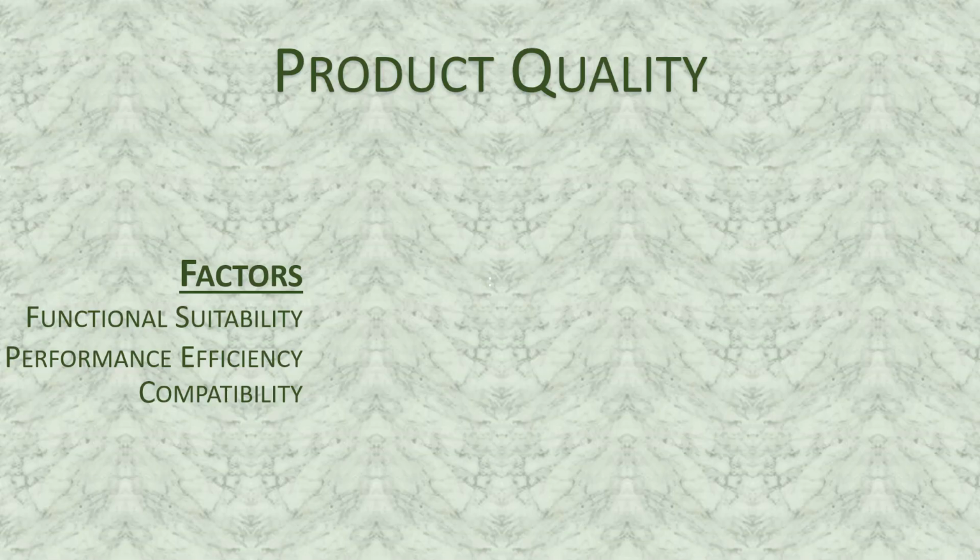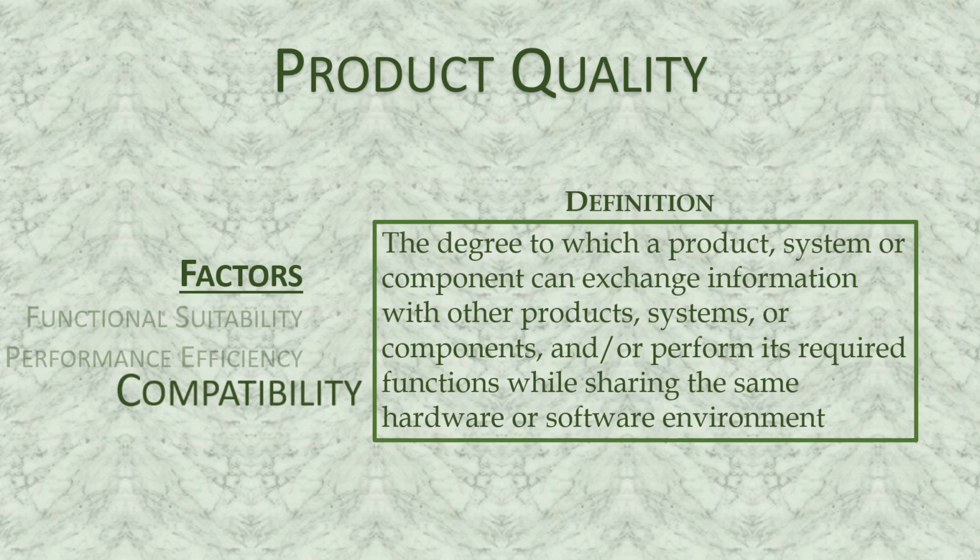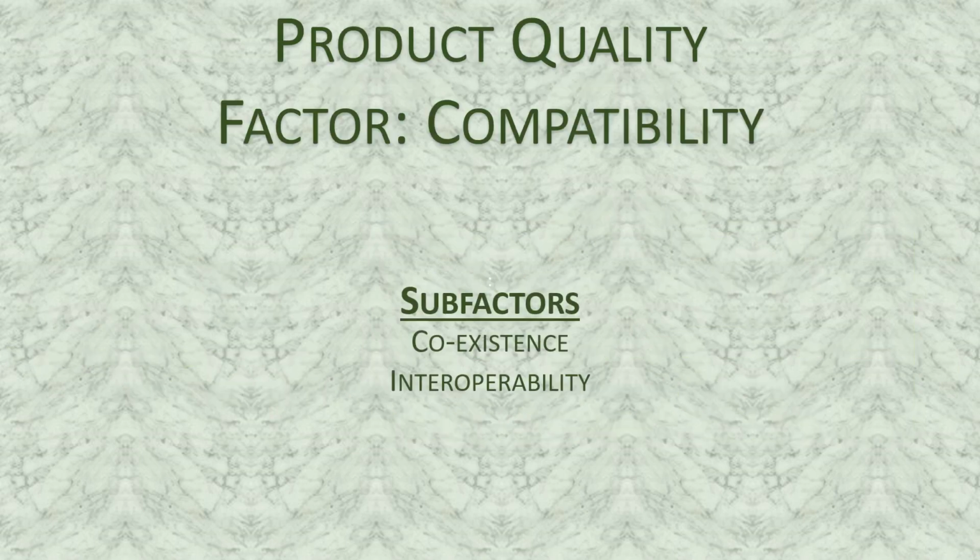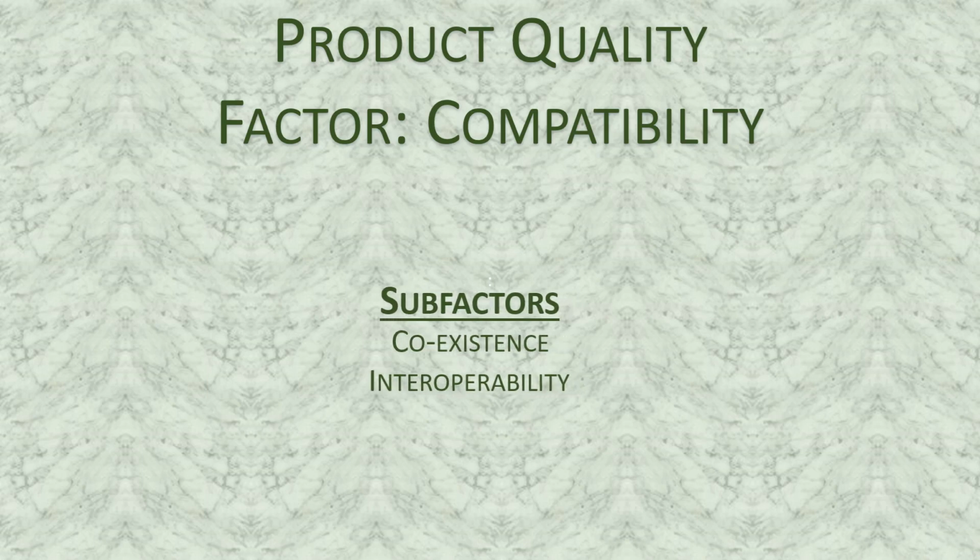The product quality factor of compatibility is next. Compatibility is the degree to which a product, system, or component can exchange information with other product systems or components and/or perform its required functions while sharing the same hardware or software environment. The two aspects of compatibility are coexistence and interoperability.